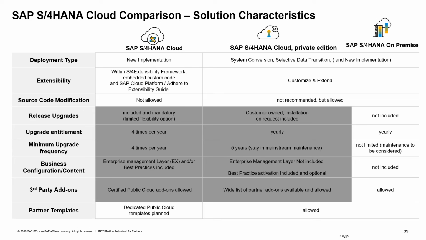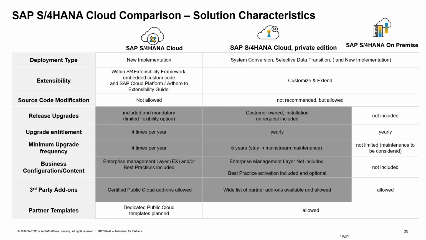Now let's take a look at a quick comparison of S4HANA Cloud. So this is the public cloud, S4HANA Cloud Private Edition, and then S4HANA On-Premise. When you look at the deployment type, for S4HANA Cloud, both Essentials Edition and Extended Edition, it's a new greenfield implementation. But for Private Edition, you can do systems conversion, selective data transition, and also new implementations. So based on the customer's requirement and using the DDA tool, Private Edition might still be the best option for your greenfield net new customers.